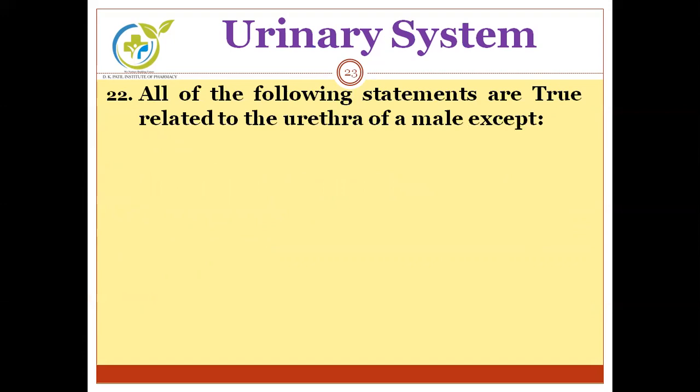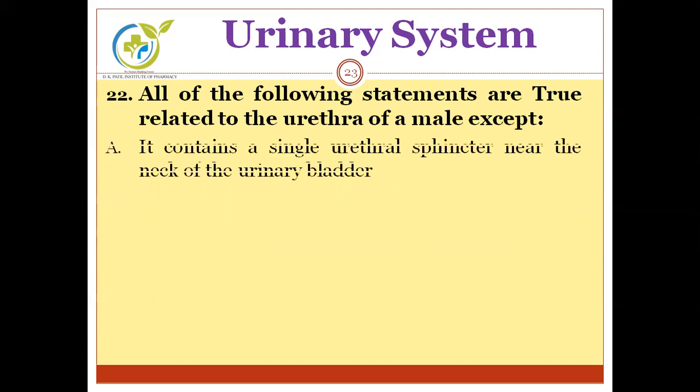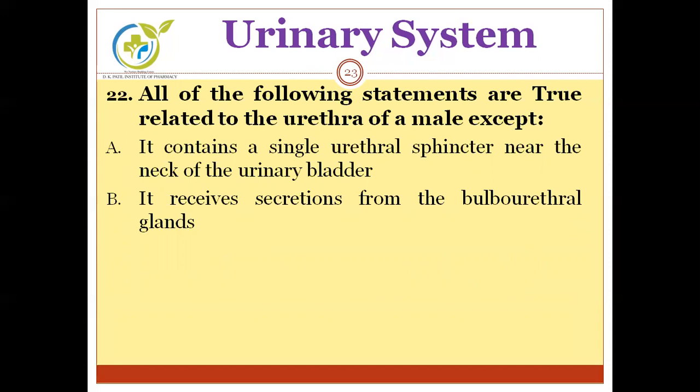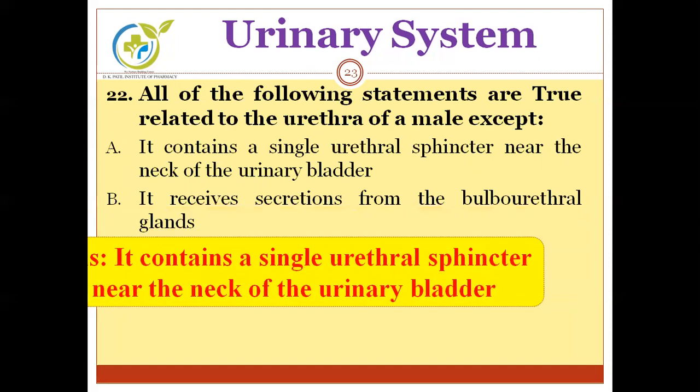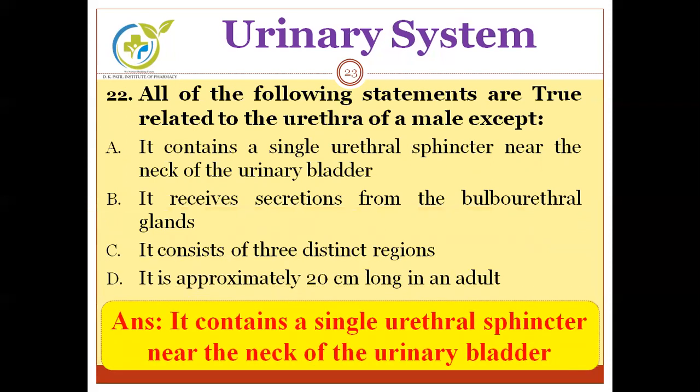Next, all of the following statements are true related to the male urethra, except: it contains a single urethral sphincter near the neck of the urinary bladder; it receives secretion from the bulbourethral glands; it consists of 3 distinct regions; it is approximately 20 centimeters long in adults. We have to find out the wrong statement about the male urethra. Can you guess the correct answer? Here is the answer. It contains a single urethral sphincter near the neck of the urinary bladder.